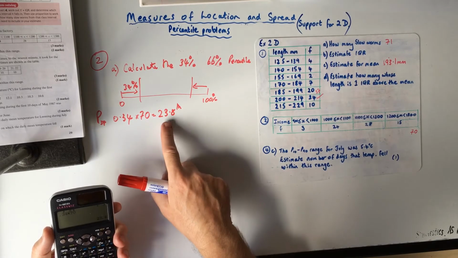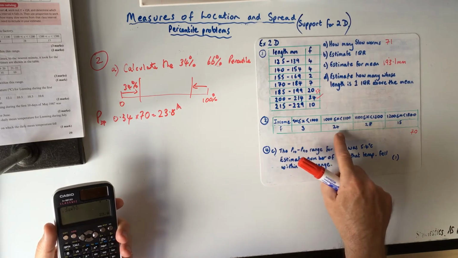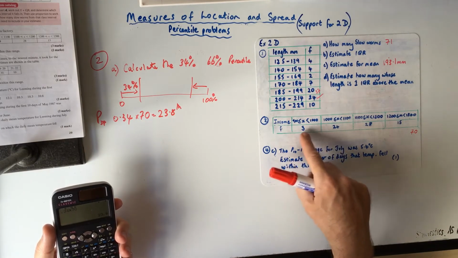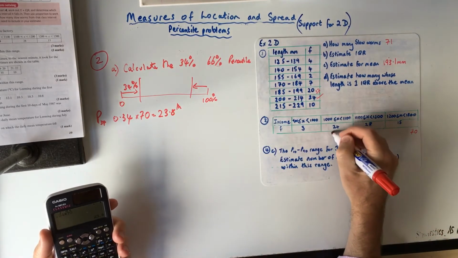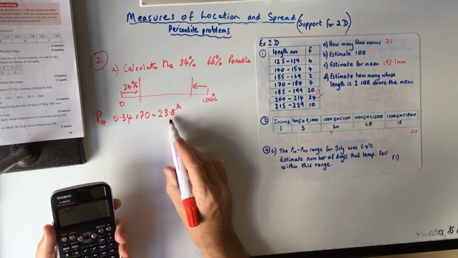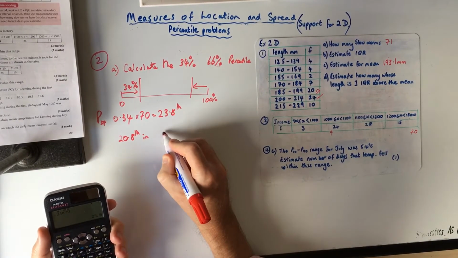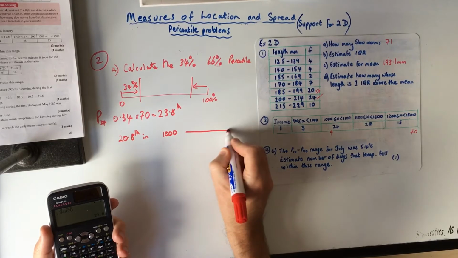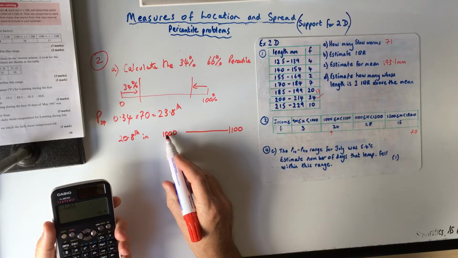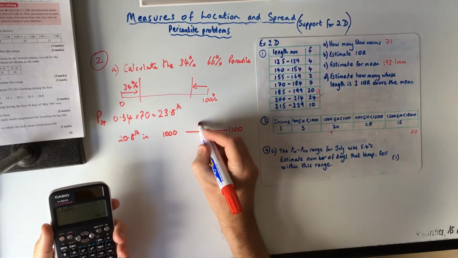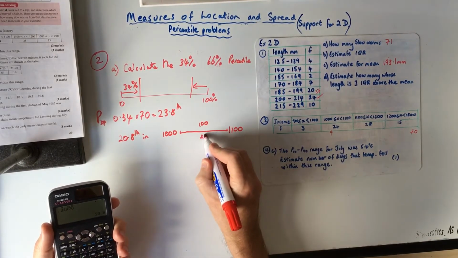The 23.8th person. So there are 3 in the first group, so it's going to be in this group here. There's 3 already in that, so we take 3 off. So 20, we want the 20.8th person in the group that goes from 1,000 to 1,100. That has a gap of 100, and it has 24 people in it.